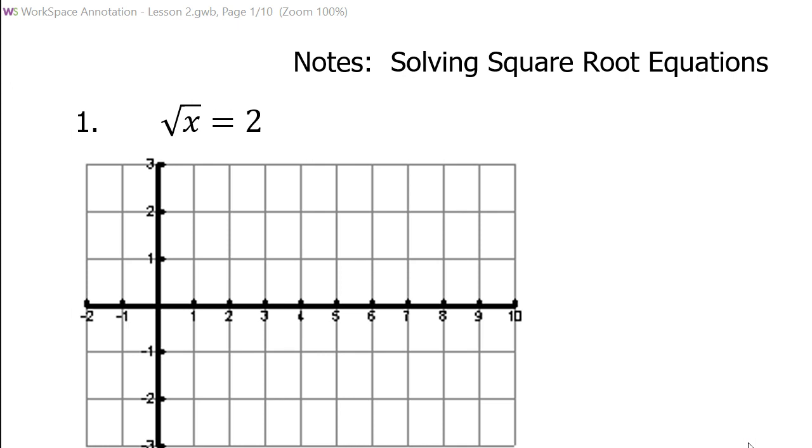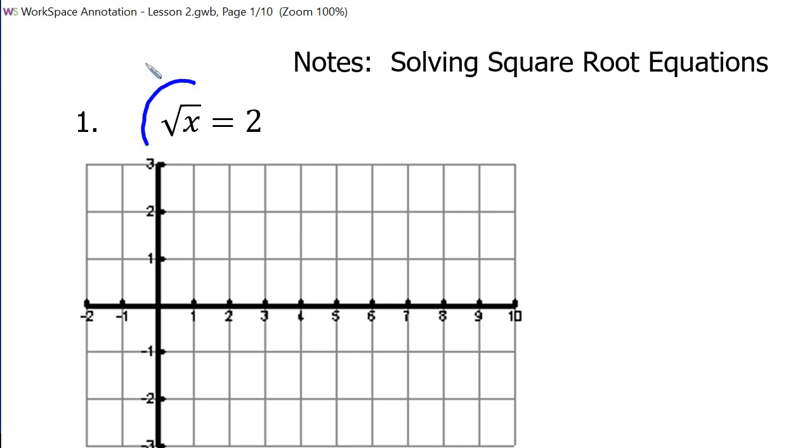Today we are going to be solving square root equations. The first 4 problems we are solving the equations by graphing. So if you were absent yesterday, we can get you kind of caught up with the graphing from yesterday. Now what we're going to do, we're going to graph the left side separate from the right side.